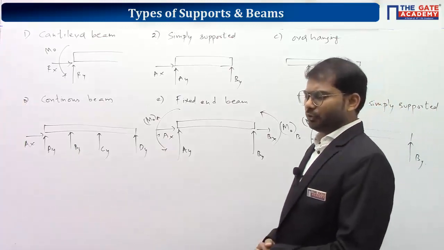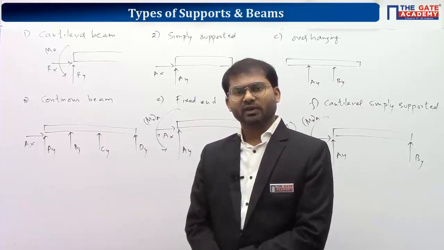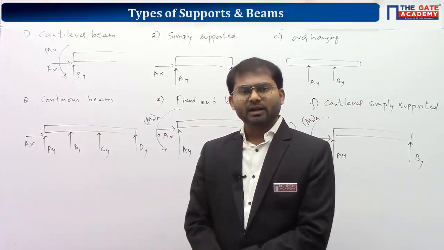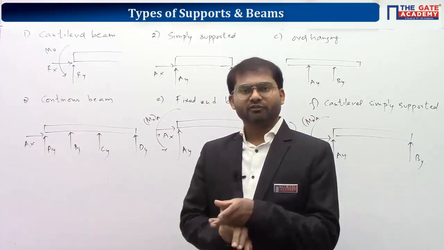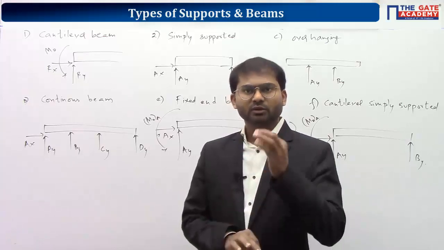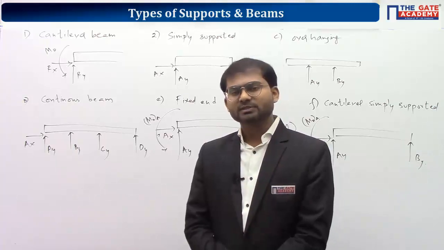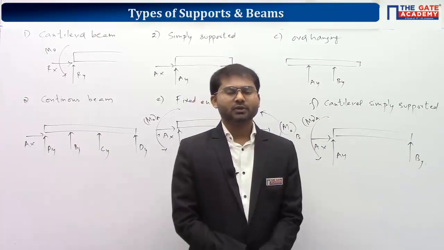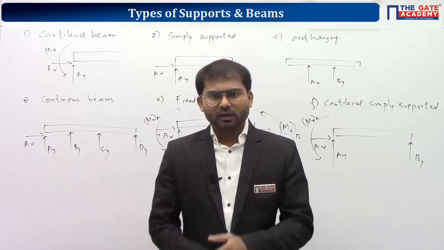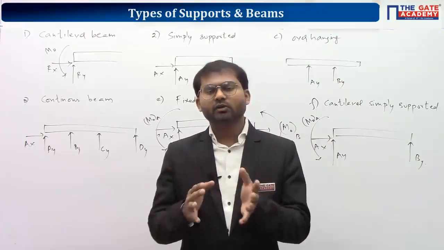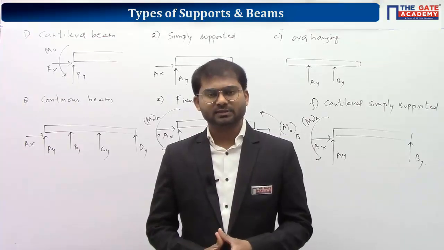Now, for the equilibrium condition of any beam, we have 3 equations: sigma Fx equal to 0, sigma Fy equal to 0, sigma Mz equal to 0. Understand? So with 3 equations, we can evaluate a maximum of 3 unknowns. If you have less than or equal to 3 unknowns, we can solve that loading condition and get the answers, right?